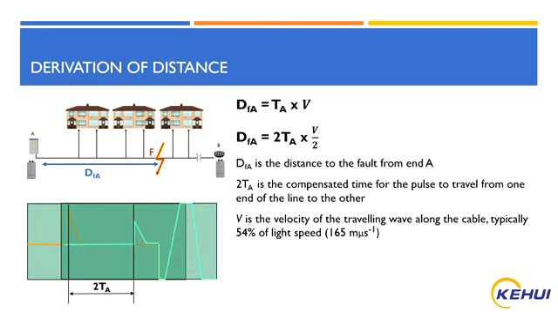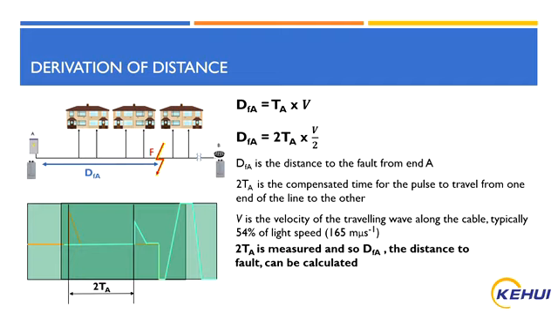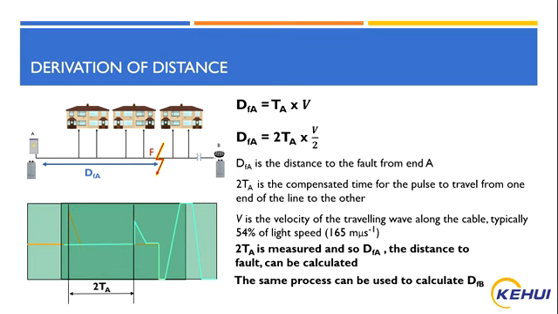Having measured the value of 2TA, we can then calculate the distance to the fault from end A. If both ends have been sending synchronizing pulses, the same process can be used to calculate DFB, the distance to the fault from the other end.